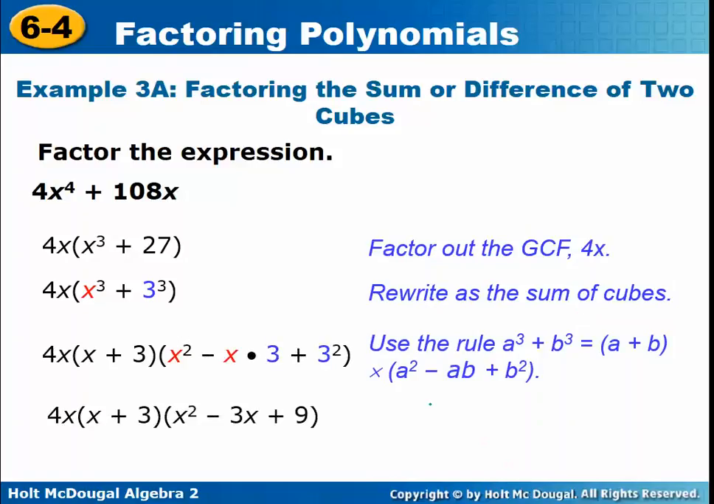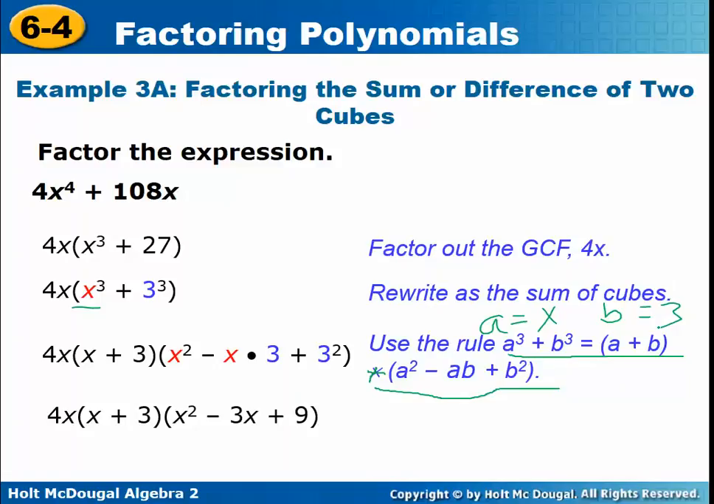And here's the rule over here. You should copy these or print them and hang them up or something. So it's going to be a cubed plus b cubed is equal to a plus b, this is a plus sign, not an x, times a squared minus ab plus b squared. So we're going to use this rule, except a is going to be x, because that's the term, the variable, being cubed. And then our b is the 3, because 3 cubed is what's equal to 27.